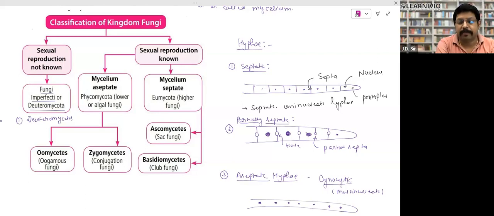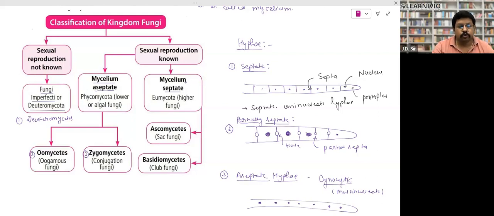In Deuteromycetes, we have kept all the fungi on the basis of a single characteristic: these fungi reproduce by asexual means, not by the sexual method. Clear? Now, the other group belongs to those fungi where sexual reproduction is present. These fungi have been divided into two categories: if the mycelium is aseptate and if the mycelium is septate. Aseptate means those fungi will have cenocytic condition. They have been kept in two categories, Oomycetes and Zygomycetes. So the second class is Oomycetes, the third class is Zygomycetes, right?